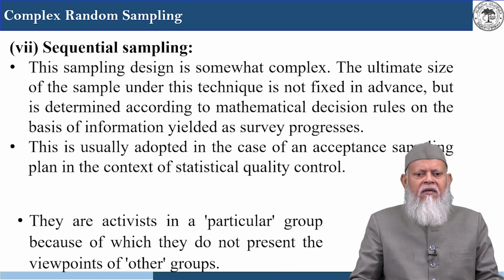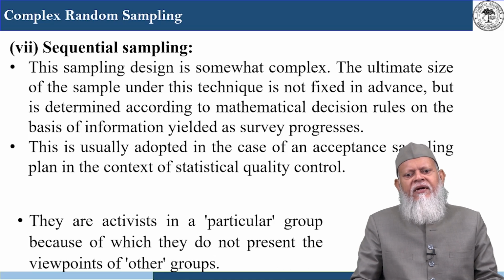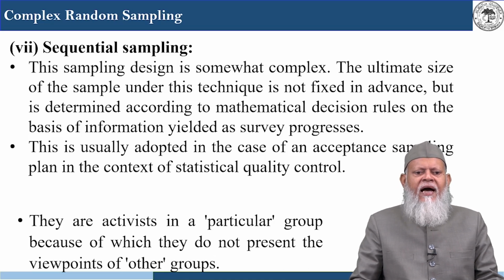Then we have sequential sampling. What is that? The sample design is somewhat complex. The ultimate size of the sample under this technique is not fixed in advance, but is determined according to mathematical decision rules on the basis of information yielded as the survey progresses. This is usually adopted in the case of an acceptance sampling plan in the context of statistical quality control.